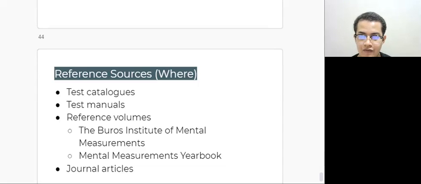Now we also have reference volumes. For instance, we have the Buros Institute of Mental Measurements, and we also have the Mental Measurements Yearbook. You can search these on Google, and you will find these materials helpful in knowing the list of tests, including the test publisher, the test authors, the test purposes, the intended test population, and test administration time. And lastly, we have journal articles.